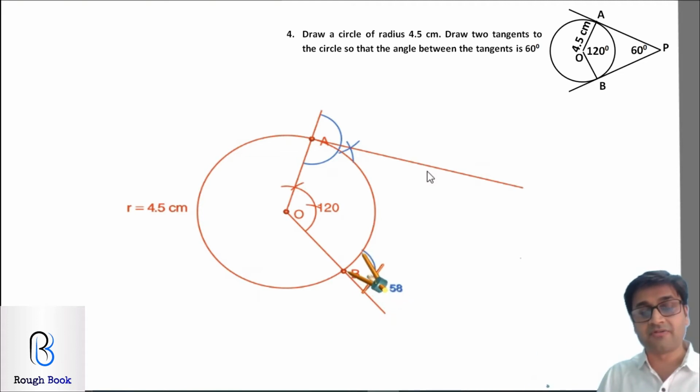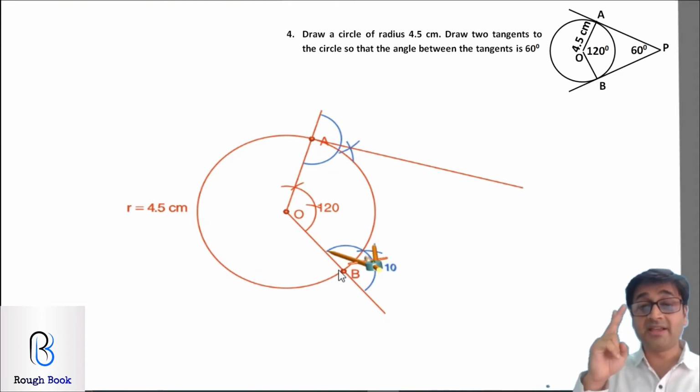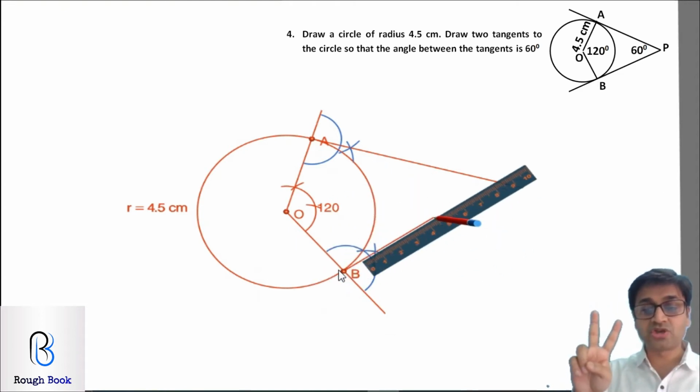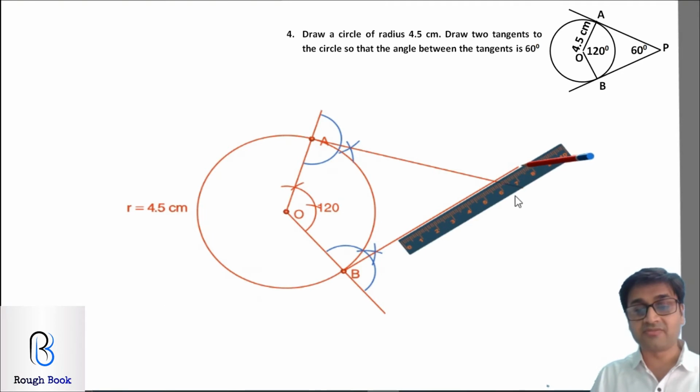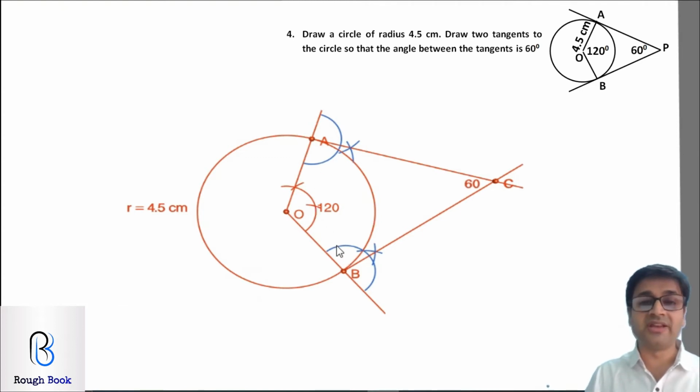So cutting an arc of 180, then we'll keep the compass here, extend it slightly and cut an arc. Then without changing the radius, keep it on this point and cut the second arc. Automatically where they intersect, if I join it with B, I will get my second tangent. So we've managed to get our two tangents. Wherever they intersect, we will call that point P. If you happen to measure this angle APB, it will automatically be 60 degrees. Why? Because this is 90, this is 90 and this is 120, and the total of a quadrilateral is always 360.